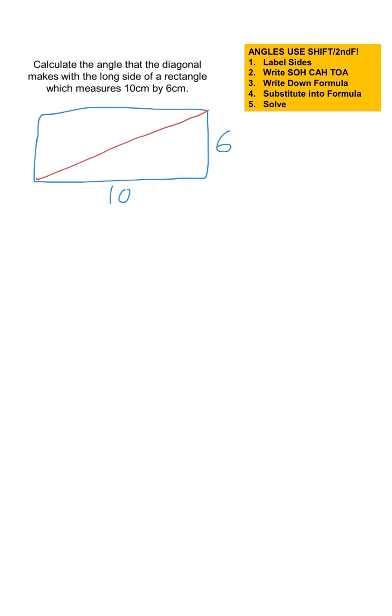So the diagonal is in red, the long side you can see is 10, so then I'm going to put an x here. So I'm going to have a right angle at my corner. So now you can see I have a triangle, it's a right angle triangle. Let's label the sides. So opposite the right angle is my hypotenuse, opposite my angle is my opposite, and I'm left with the adjacent.